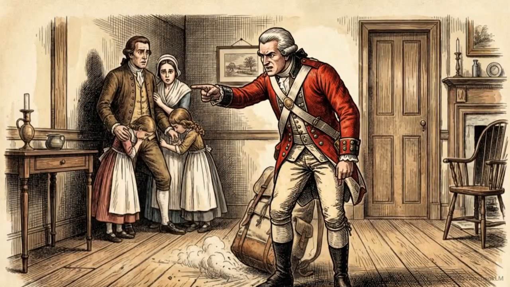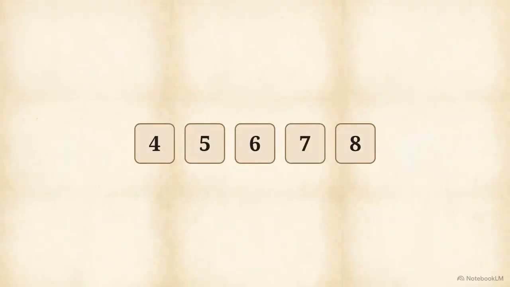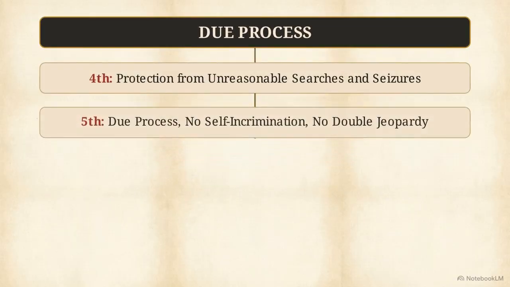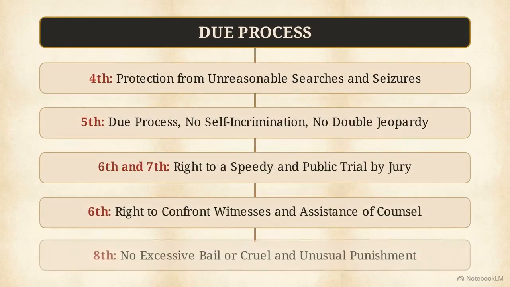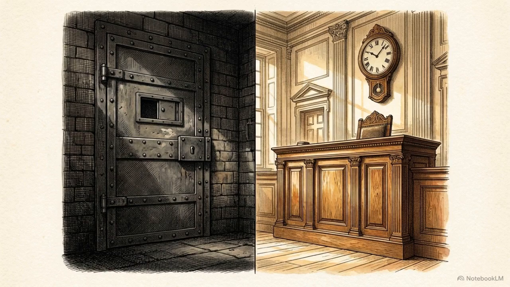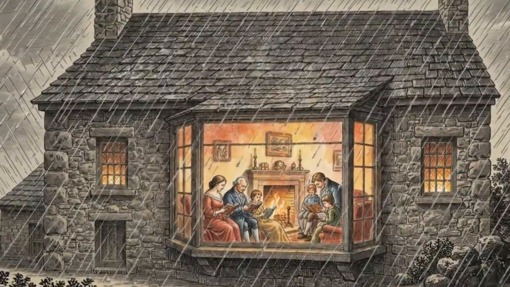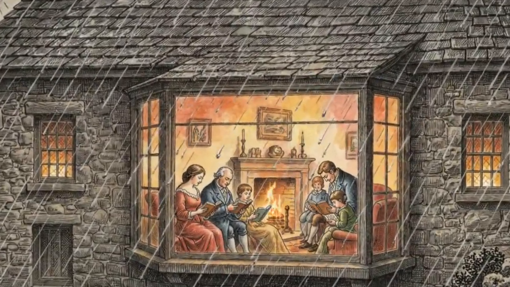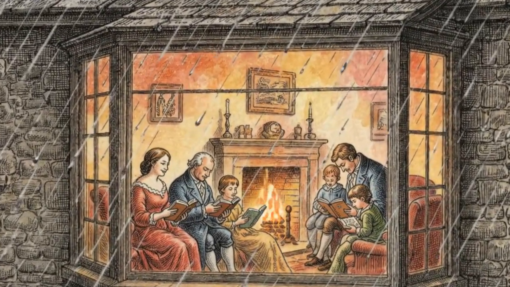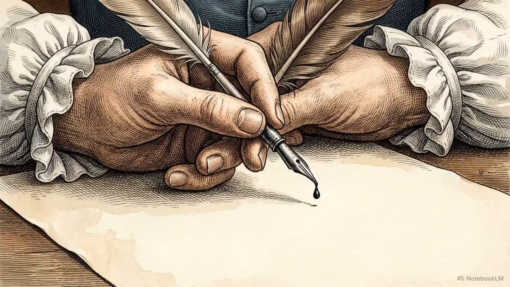Amendments 4 through 8 function collectively as the protectors of due process, ensuring the government follows strict legal procedures before interfering with a citizen's life. These amendments provide practical safeguards against cruel and unusual punishment, double jeopardy, and the denial of a speedy trial. Together, these first 8 articles serve as an architectural shield, defending the bodies, homes, and minds of the people from state interference.